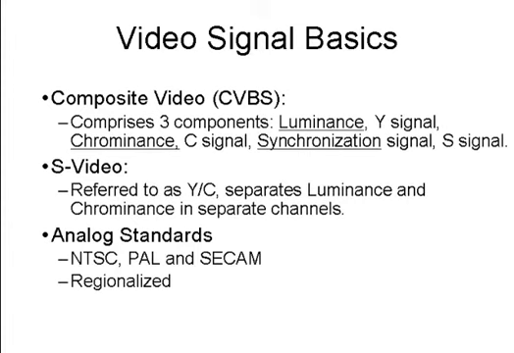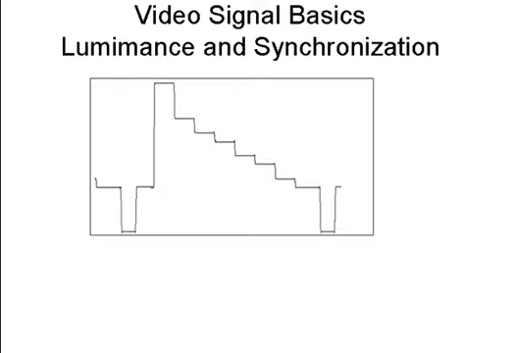There are also several standards defined for composite video signals that define the number of lines, the vertical resolution, the frame rate, and other characteristics. The most common standards are NTSC, PAL, and SECAM. These standards are for the most part regional. For example, NTSC is the primary standard for North America, and PAL is used throughout most of Europe.